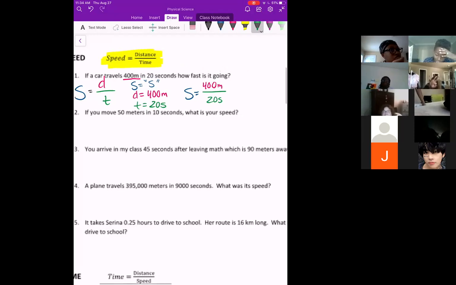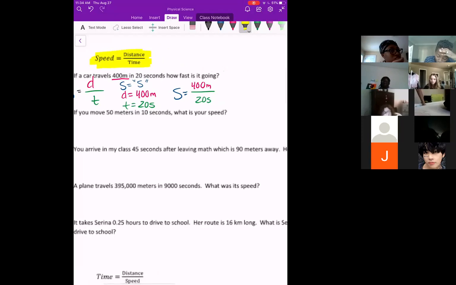All right, so again, I don't know what a meter divided by a second is. So I'm just going to leave it as it is. So this is S is equal to 20 meters per second. Okay.